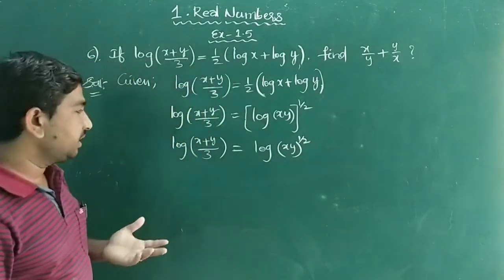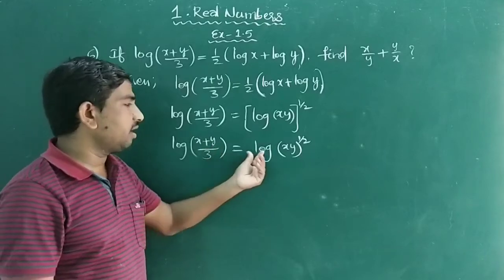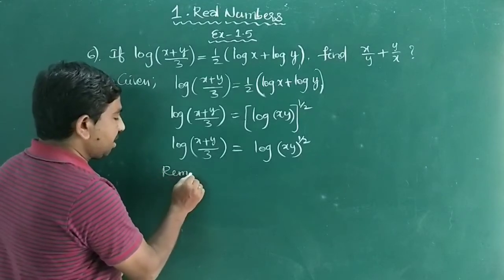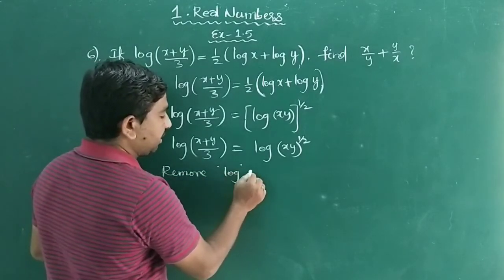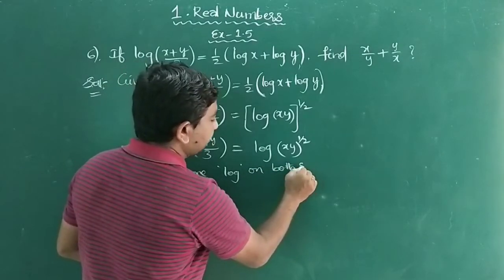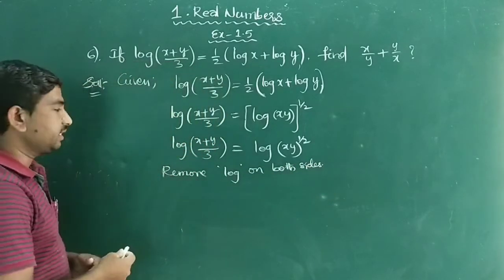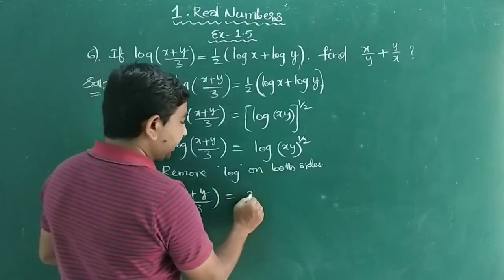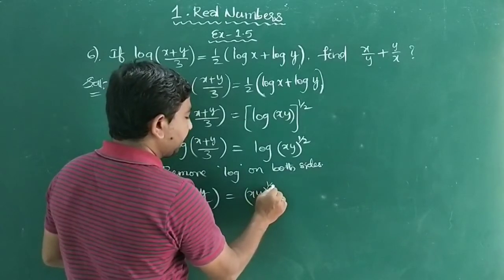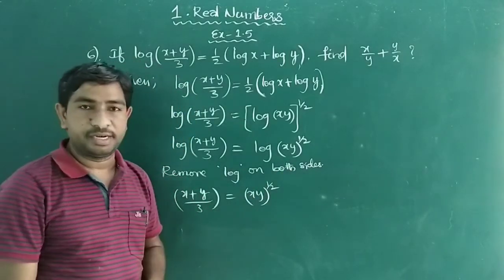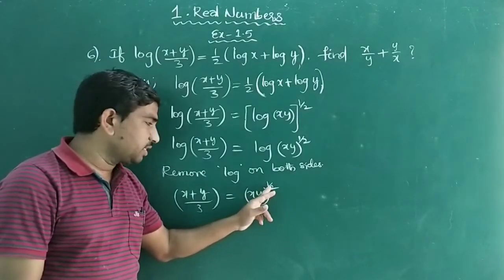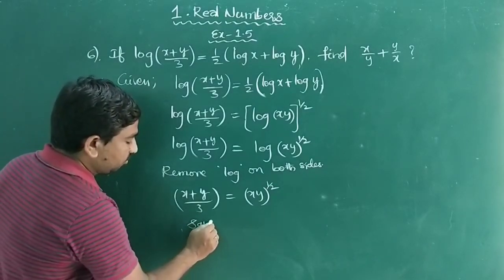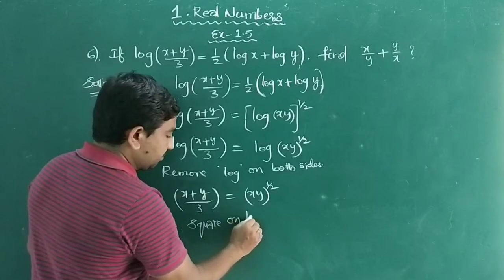Now observe: log of (x plus y)/3, log of (xy) whole power 1/2. Remove the logarithms on both sides. What will we get? (x plus y)/3 is equal to (xy) whole power 1/2. To remove this 1/2, we have to square on both sides.